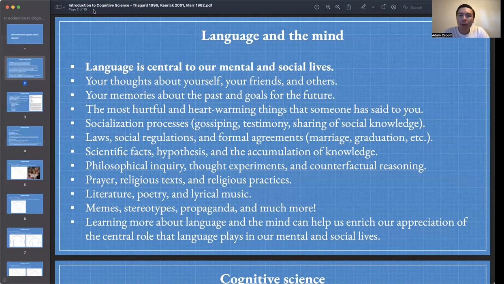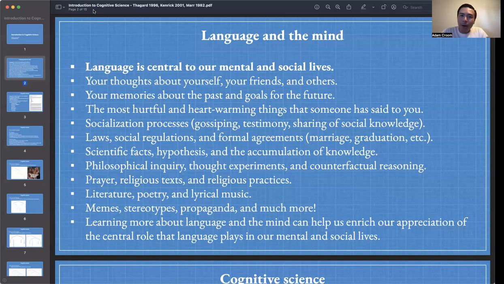Also consider some of the most exemplary works of art, including literature, poetry, and lyrical music. Would our aesthetic experience be as full and rich without language? And also, bringing the debate to the current age, we have memes, stereotypes, propaganda, and so much more to consider. All these things, it seems, draw importantly on our ability to use and understand language.